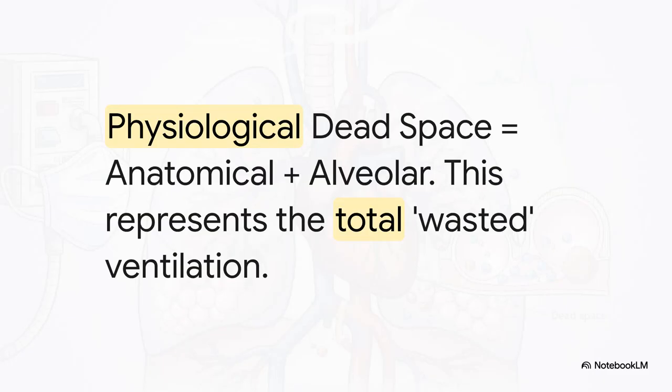So you take those two things we just talked about, the normal, everyday anatomical dead space in the pipes, and you add the alveolar dead space, which is the problem child, so to speak, and together, that gives you the grand total, physiological dead space. That's the whole shebang, the entire amount of wasted air in every breath.